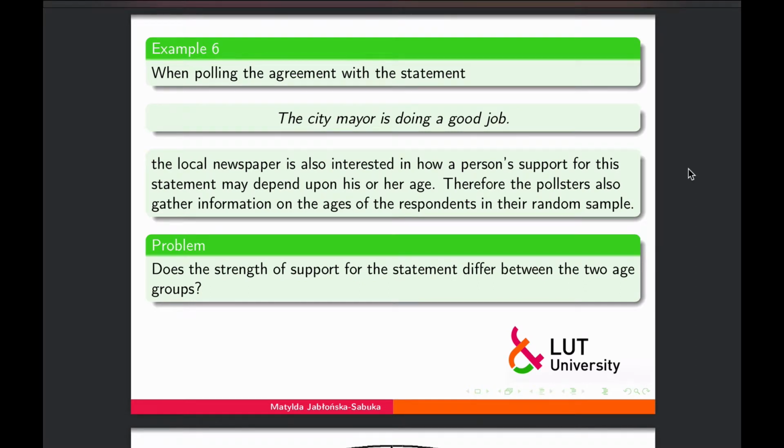In this example, we will have a look at comparing two sample population proportions. So when we come back to the polling problem of the newspaper who was searching for agreement with the statement, the city mayor is doing a good job. So the local newspaper is also interested in how a person's support for this statement may depend upon their age. Therefore, the pollsters also gather information on the ages of the respondents in the random sample. And the problem is, does the strength of support for the statement differ between the two age groups?